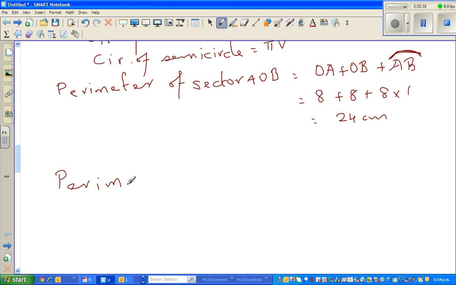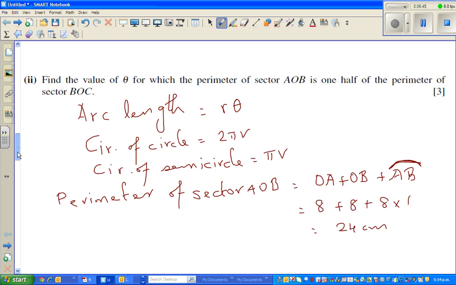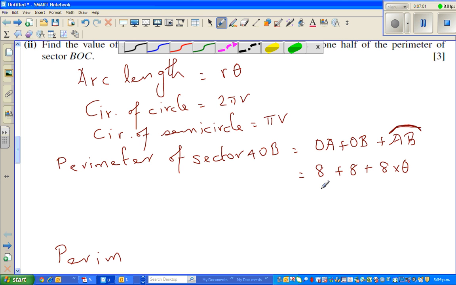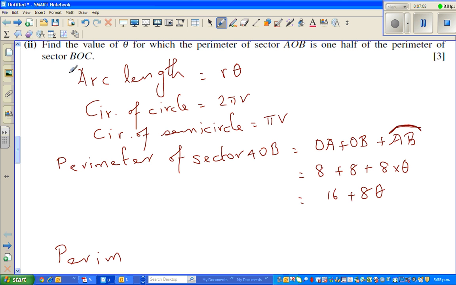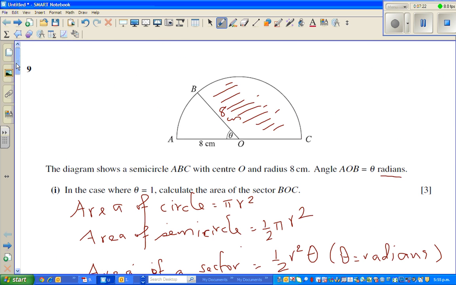Now, we want to find theta, so we write the arc length as r times theta, which is 8 theta. So the perimeter of AOB is 16 plus 8 theta. Now, what is the perimeter of BOC? It would be OB plus OC plus arc BC.